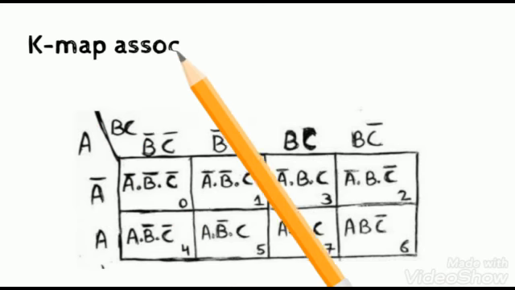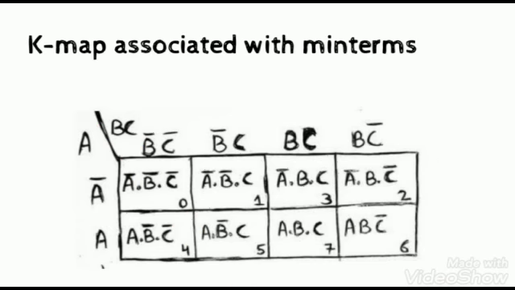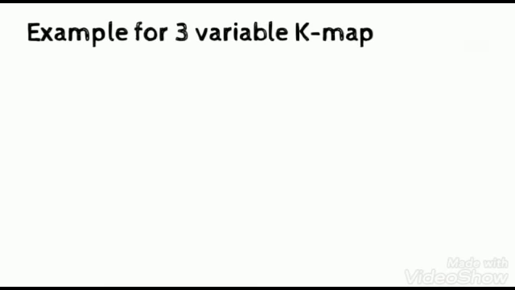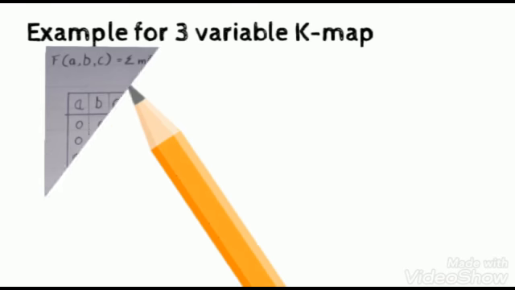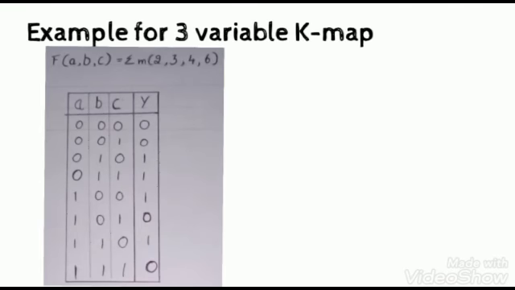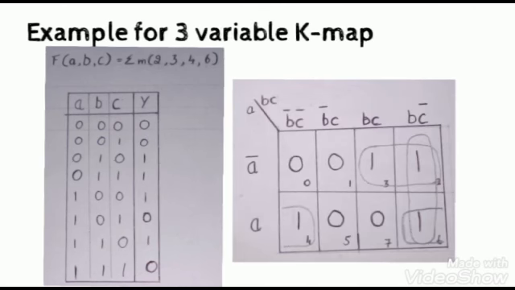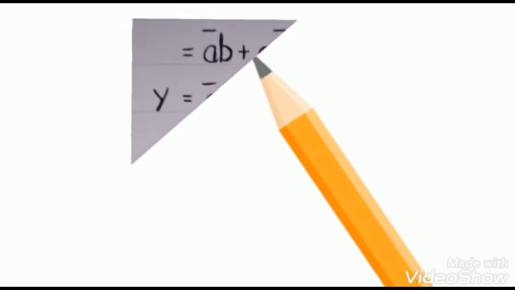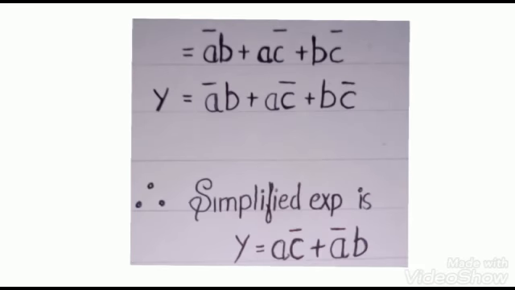As in a truth table, ABC indicates the input, F indicates the output, and min terms are the cells represented in the K-map. So here is an example for a 3-variable K-map, that is F of ABC is equal to sum of 2, 3, 4, 6. By arranging the values in the truth table, we form K-map.